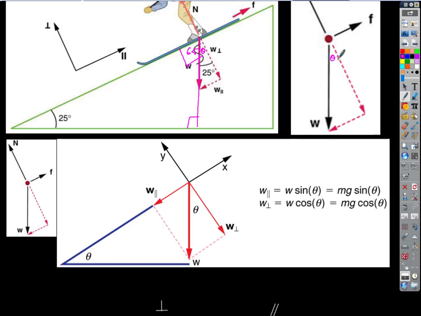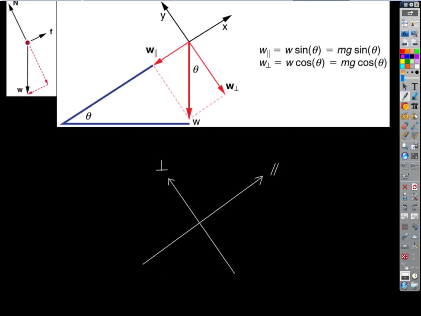So we're going to get the parallel component is W sine theta. The perpendicular component is going to be W cosine theta. And W is just mg. We can make that substitution also. And so then we end up with this picture.